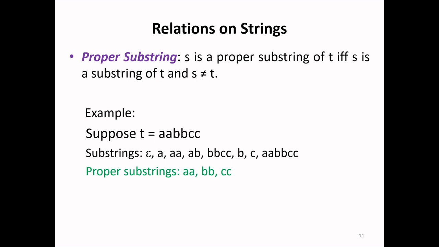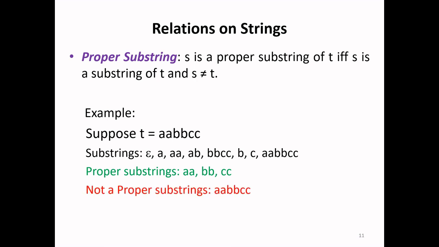Whereas the proper substrings are AA, BB, CC, because this AA is not equal to string T, BB is not equal to string T, CC is not equal to string T. Hence, these three strings are proper substrings of T.